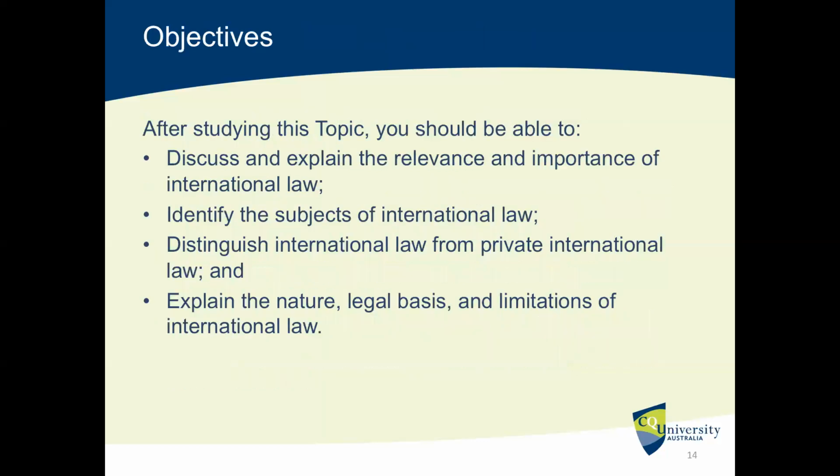So after studying this topic, you should then be able to discuss and explain the relevance and importance of international law, identify the subjects of international law, distinguish international law from private international law, and explain the nature, legal basis, and limitations of international law.